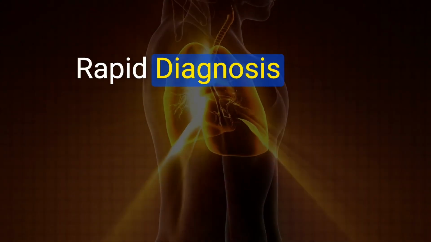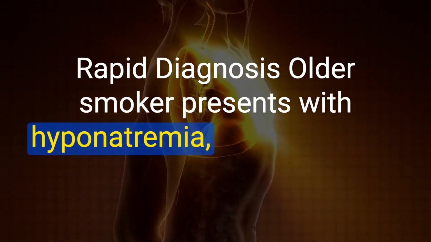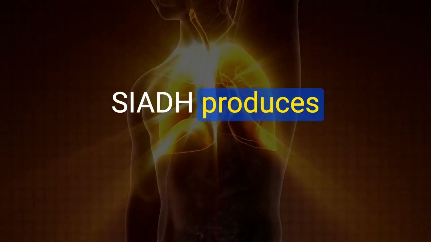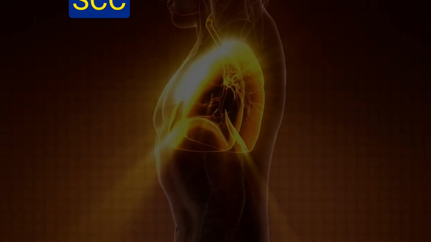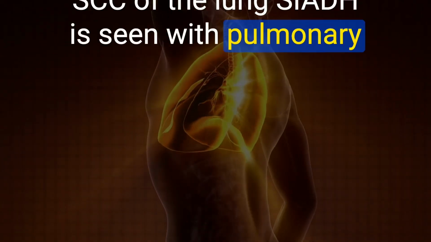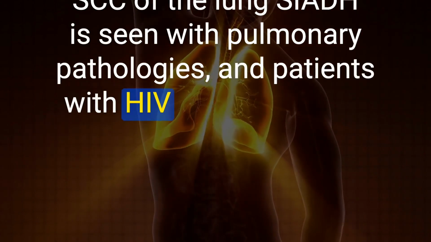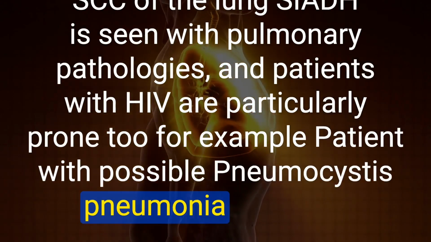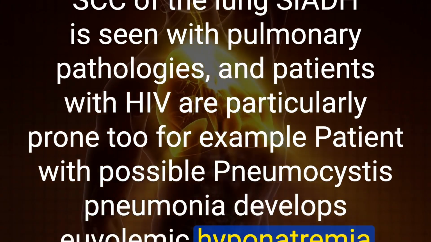99. Rapid diagnosis: older smoker presenting with hyponatremia, moist mucous membranes, no signs of JVD. SIADH produces euvolemic hyponatremia. SCC of the lung. SIADH is seen with pulmonary pathologies, and patients with HIV are particularly prone to it, for example, a patient with possible pneumocystis pneumonia develops euvolemic hyponatremia.